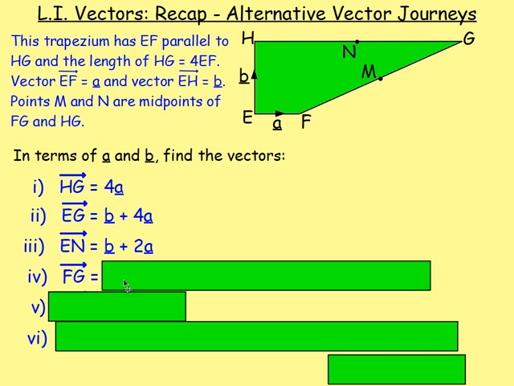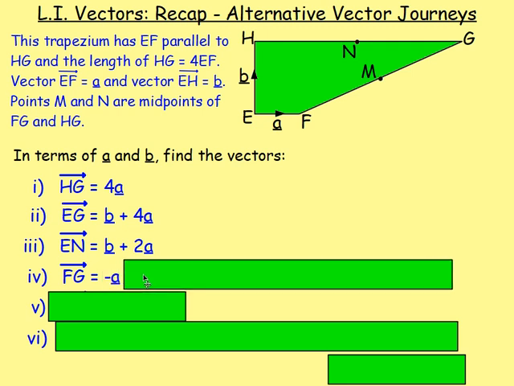From there, you could work out FG as well, to go from F to G. Well, you can't just go up this line here because we don't know the vector for that, so we'd have to find some alternative journey. So you could go back the way to E, but because that's going back, vector A, it's going to be negative A.